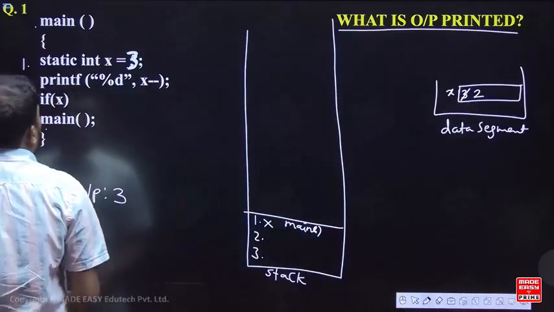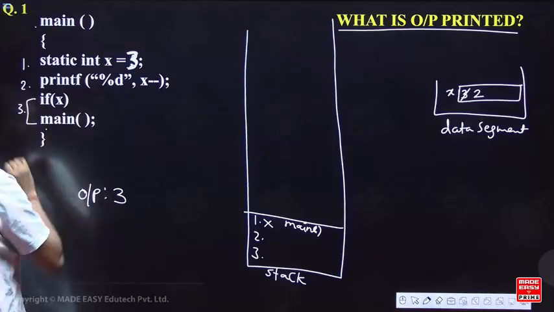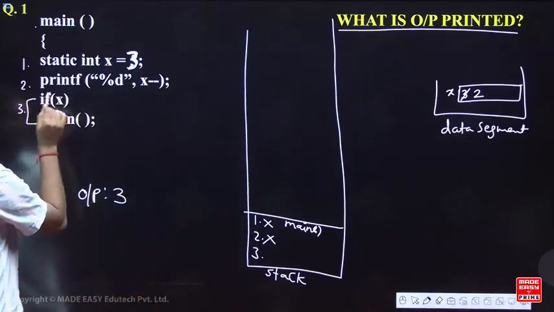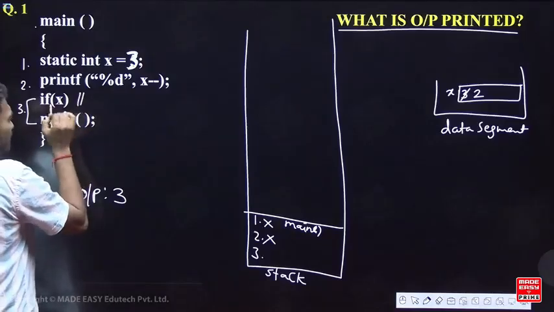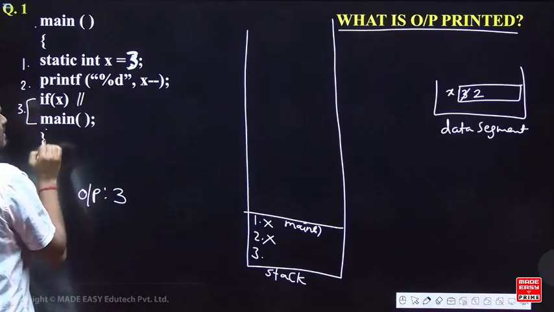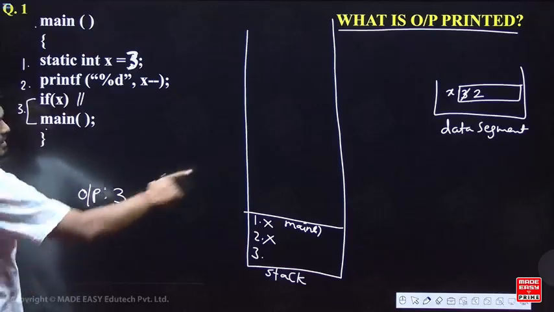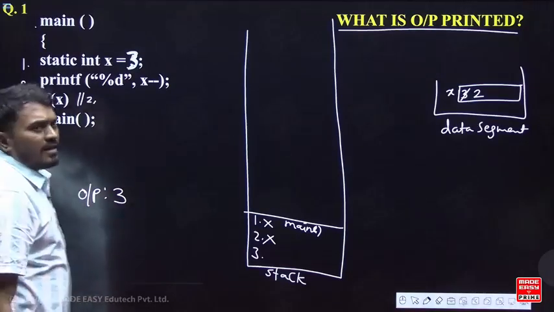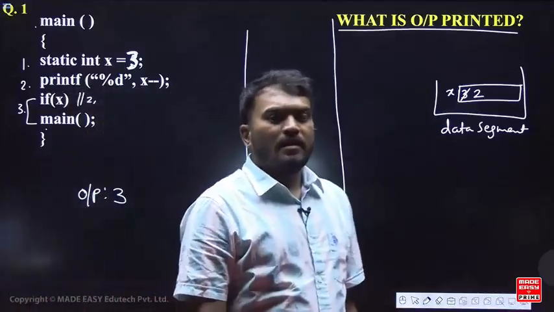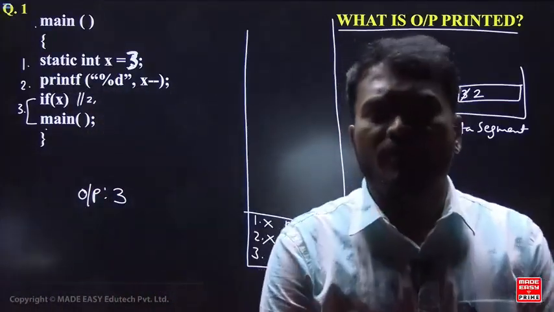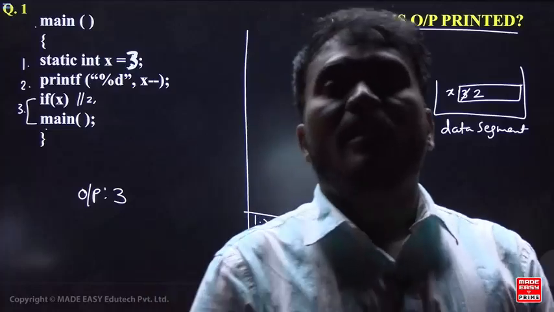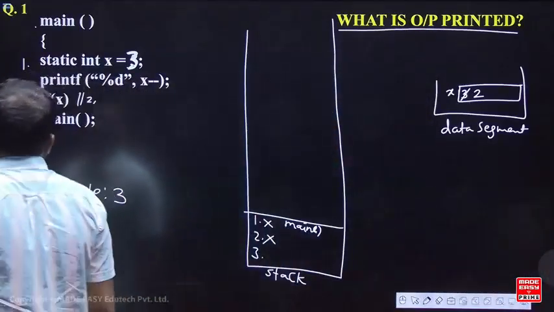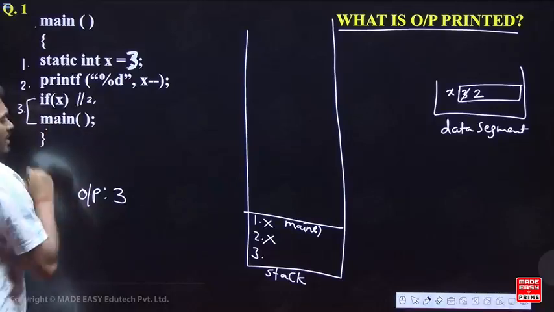Next. The second statement is completed, printing is over. Now the third statement: if x. What is the meaning of that? If x is non-zero. Now tell me, what is the x value now? 2. In the if condition we are passing 2. Is 2 treated as true or false? True, because all non-zero is true and 0 is false. I told you in the first class. So since it is true, you are calling the main function again.